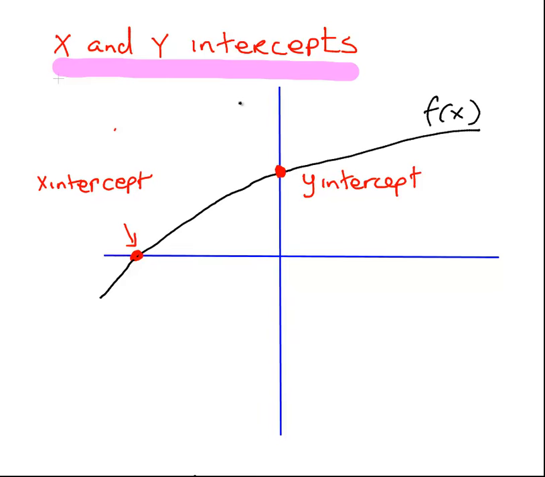Just as a remark, on the y-axis, which is the vertical blue line there, we say x is equal to 0, and on the x-axis we say y is equal to 0. That's actually the definition of those lines, the vertical line and the horizontal line. x equals 0, y equals 0. And that gives us an indication as to how to find these points.